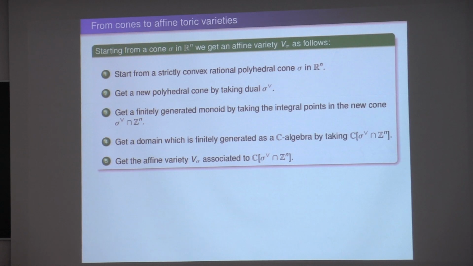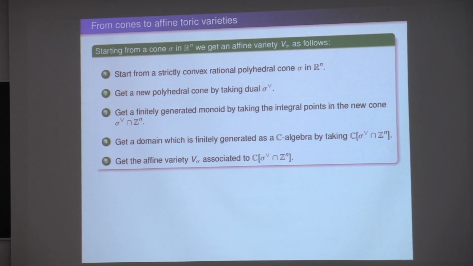You can, for example, think of taking your cone as the whole Rn and see what happens. You'll just get a point. The dual would be just 0. Then when you do the semigroup algebra, you will see that you get a spec of just a copy of the complex numbers, so you get a point which would not contain the torus.